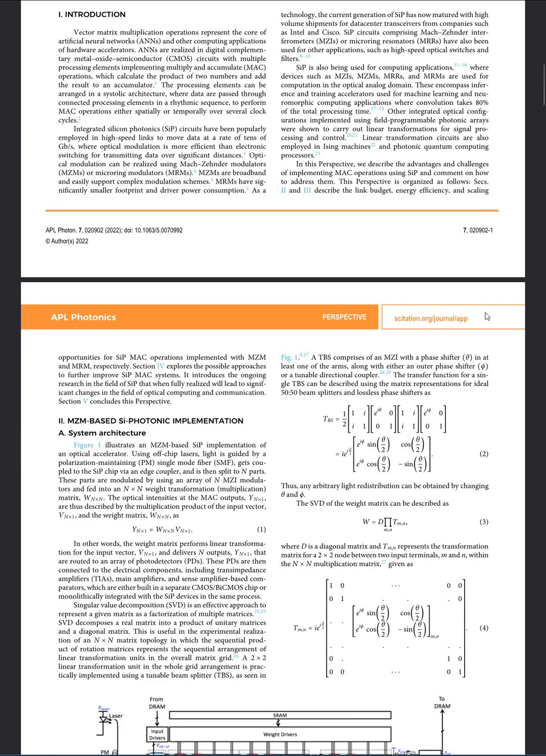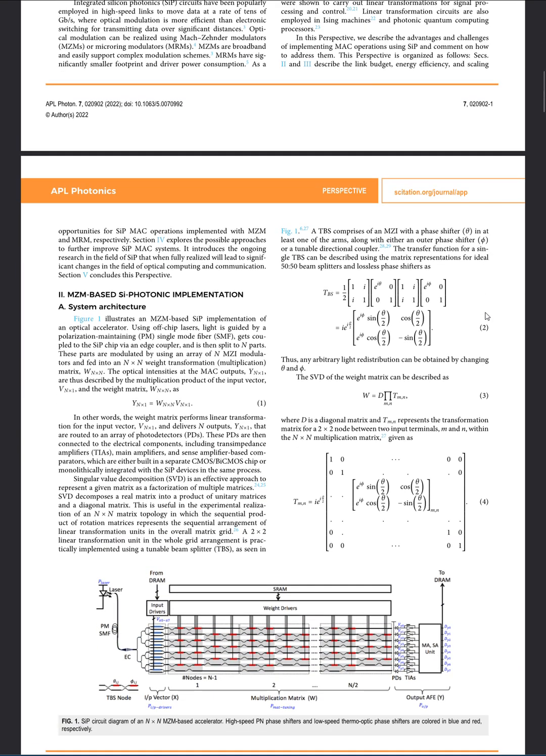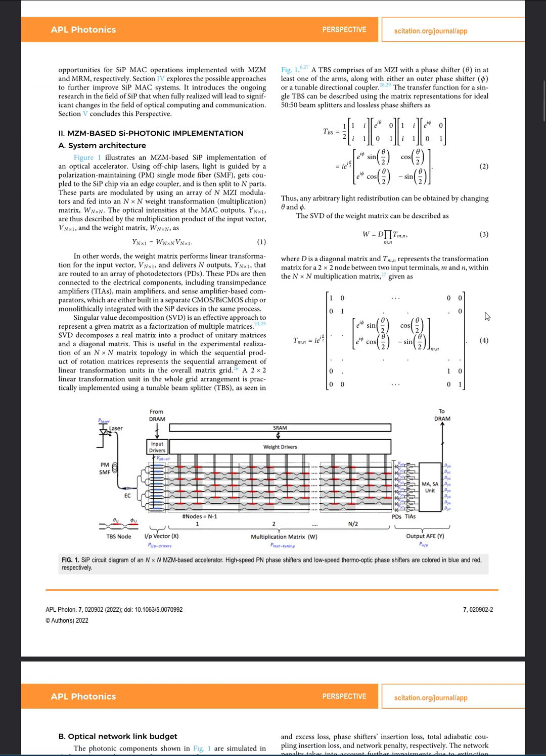Next is Section 2, the Mach-Zehnder modulator-based silicon photonic implementation. Starting with the system architecture, light from off-chip is coupled. This can be seen in Figure 1 down here. But to start, light from off-chip is coupled to the silicon photonic chip through an on-edge coupler by a polarization maintaining single-mode fiber. This is then split into parts depending on how many inputs there are to be modulated by an array of Mach-Zehnder interferometer modules.